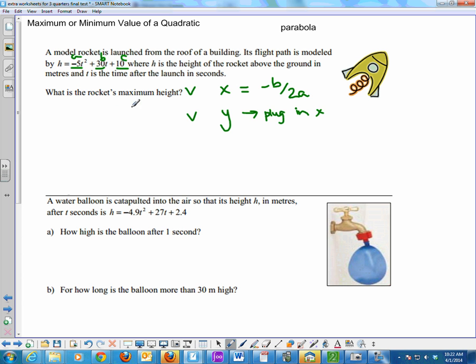Okay, so in this question they're asking about the maximum height. That's going to be a y value. So you'll first need to find the vertex x, plug it into the function here to get the y value, and then that will be the maximum height.